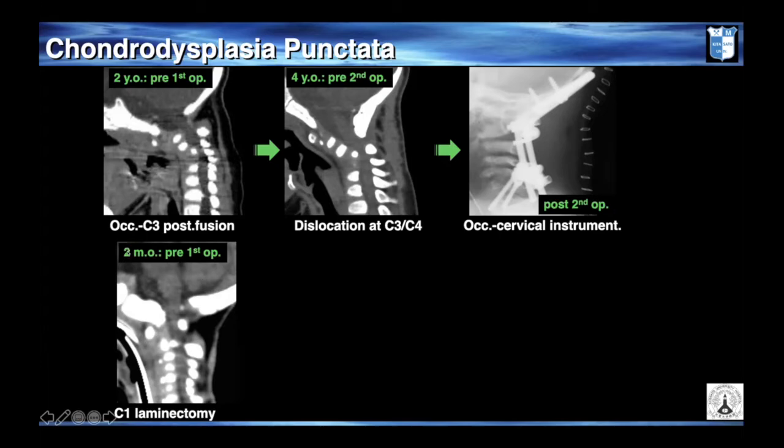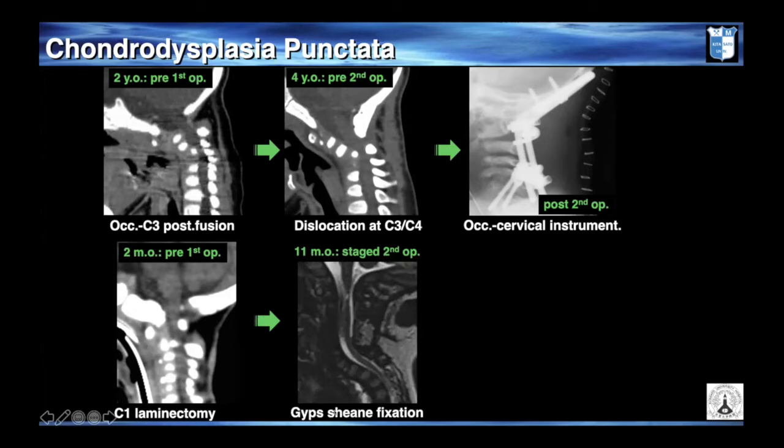This is another patient, 2 months old, before the first surgery. The patient presented with dyspnea and tetraparesis. At 2 months, you know, this is too young. You can't use a head fixation. So what I did was just a C1 laminectomy and placed the patient in a Gibbs shearness, cervical Gibbs shearness, with superimposition for fixation.